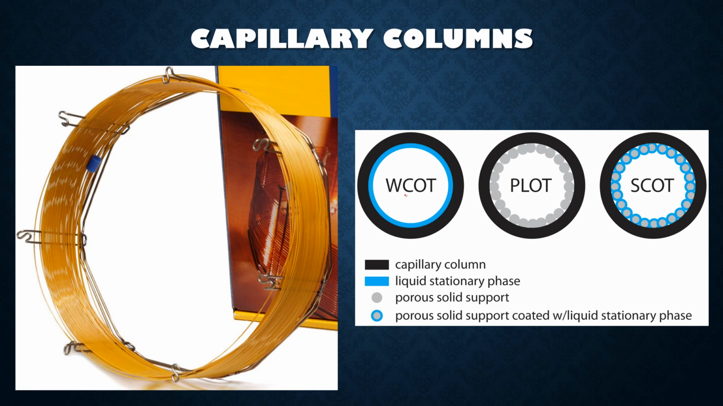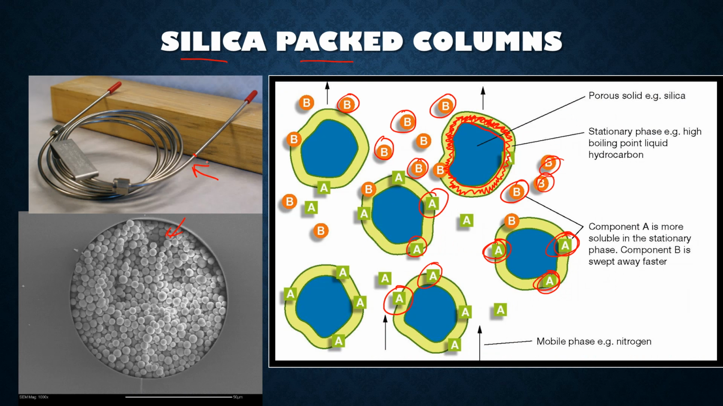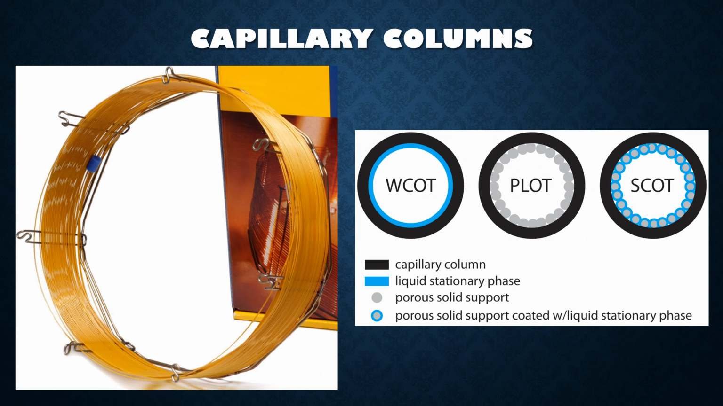We also have capillary columns. Now, in contrast to silica packed columns, which is this one here, capillary columns are a lot longer and they can be a lot thinner. And the reason why that's the case is because we don't have to pack anything into them. The stationary phase is actually the inner side of the column, and the stationary phase can be either liquid, it can be solid, or it can be a combination of a liquid and solid base, as in this option over here. But in any case, the stationary phase is the inner side of the column.